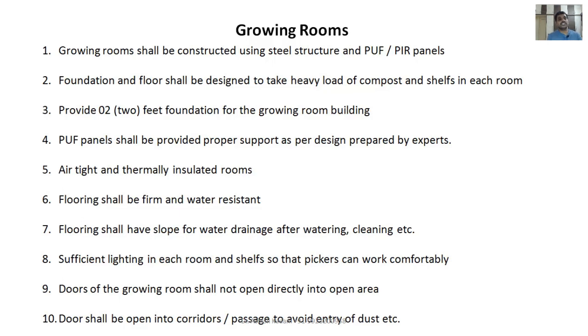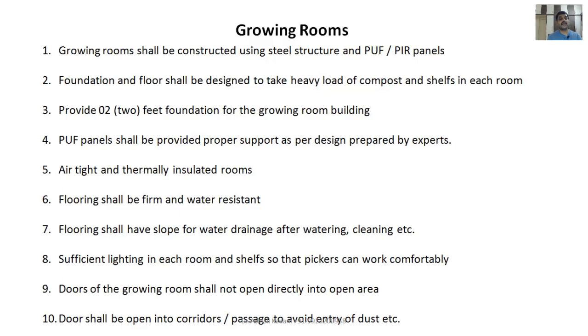Then second is the foundation and floor should be designed to take the heavy load of compost and shelf in each room. So we have seen that per shelf in the growing area you have around 12 metric ton to 15 metric ton, depending on the length and width of the shelf, of course, but you have a very huge quantity of compost. So a load of 50-60 metric ton is going to come on the flooring of the growing area. So it has to be very sturdy, it has to be very firm.